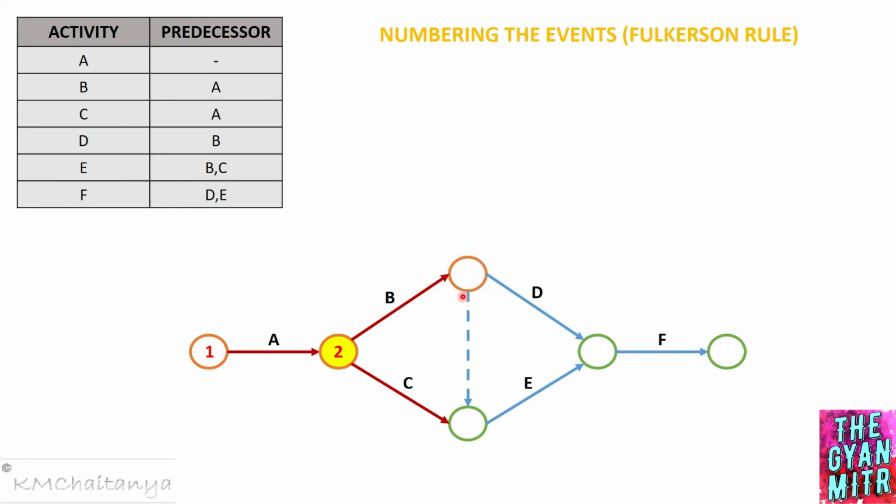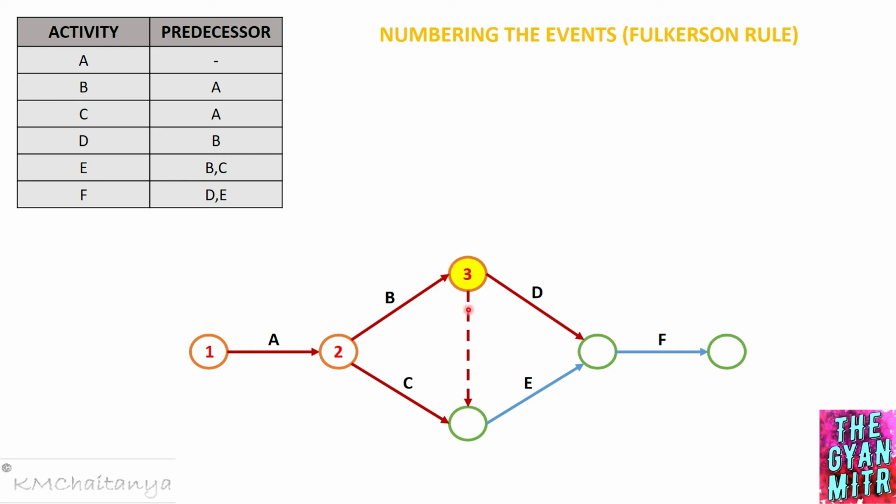I'll be numbering this as the next event number. After 2 it would be event number 3. Now from event number 3 I have 2 activities which are starting, so I'll be tracing these 2 activities.